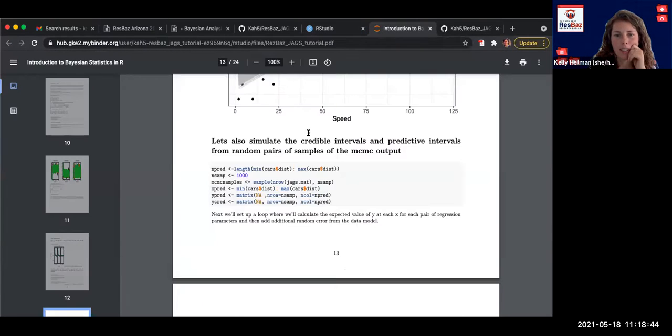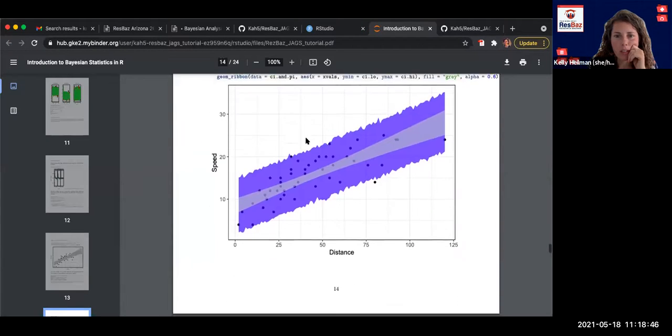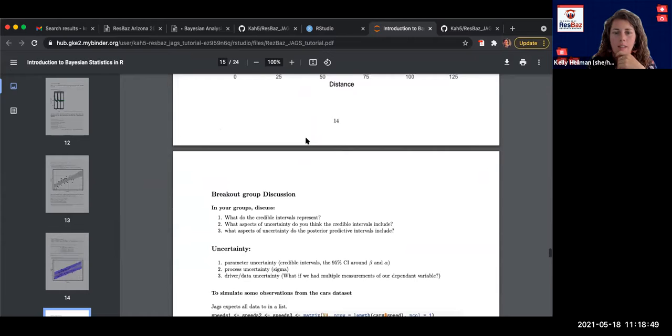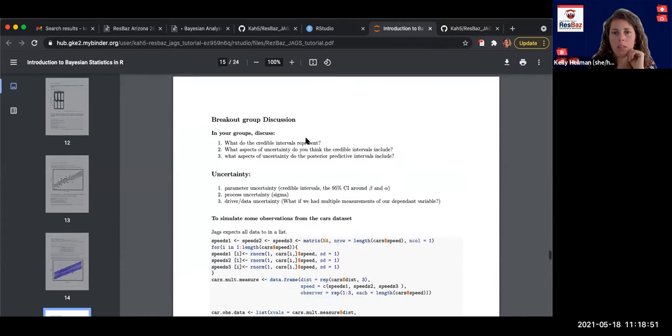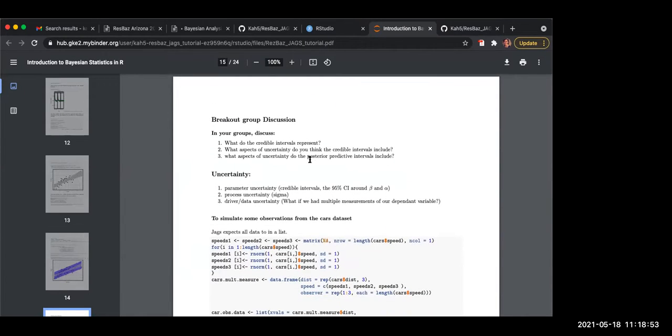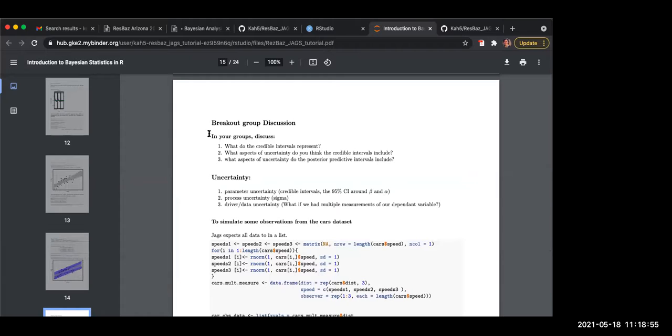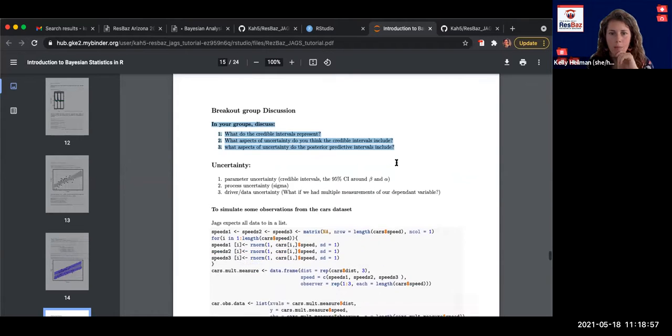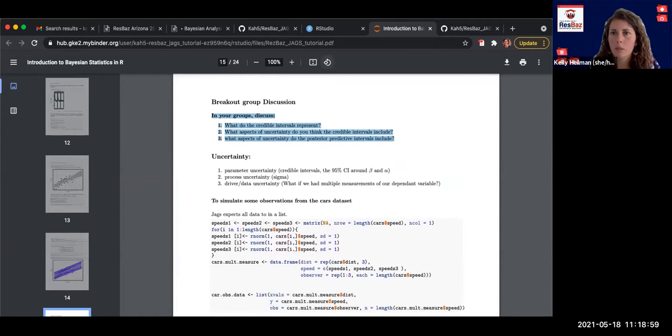And so we can start to move on to making things a little bit more complex. I answered these questions for you already, and I don't think we'll do a breakout room. I think the group is kind of small enough.